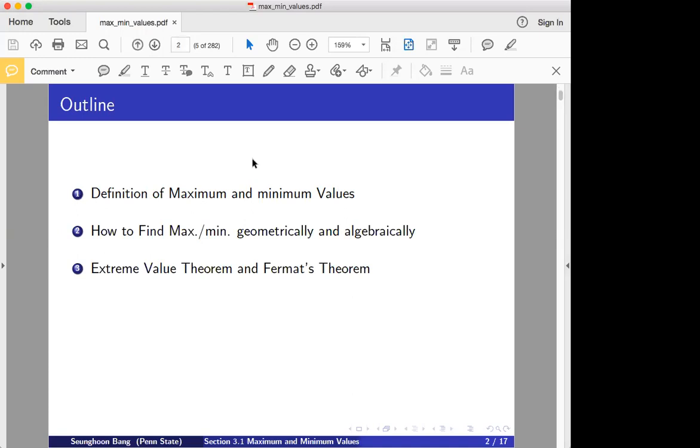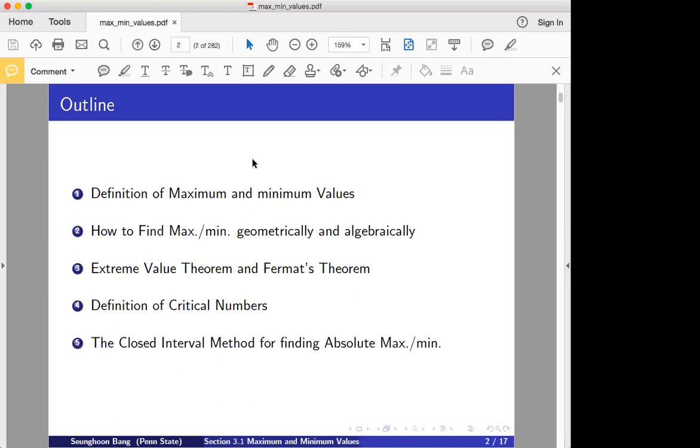The next two, I'll let you know the extreme value theorem and Fermat's theorem. I can talk about the definition of critical numbers. The last one is the closed interval method for finding absolute maximum and absolute minimum.